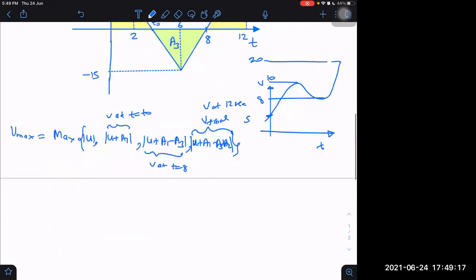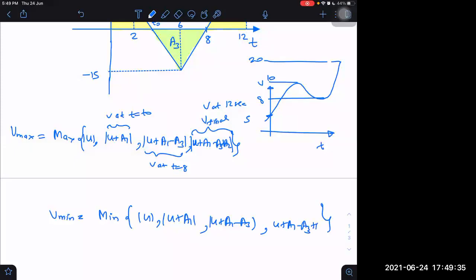When V will be minimum, again same thing only. V minimum will be equal to the minimum of all these: mod U, U plus A1, U plus A1 minus A3, and U plus A1 minus A3 plus A2, same cases. But now it will be the minimum of this. I know this function is there in mathematics where they write minimum and write many values inside, and the minimum is the minimum of all these possible values, right or not? You are aware of this? Yes, sir.